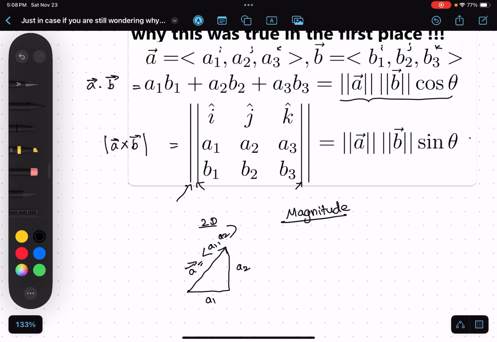the length of the vector. To find this length, I can use the Pythagoras theorem, because the i and j directions are perpendicular. So I can find the magnitude of the vector by the square root of a1 squared plus a2 squared. Here we see that to find the magnitude, I take the squares and the sum of all the components and take a square root.